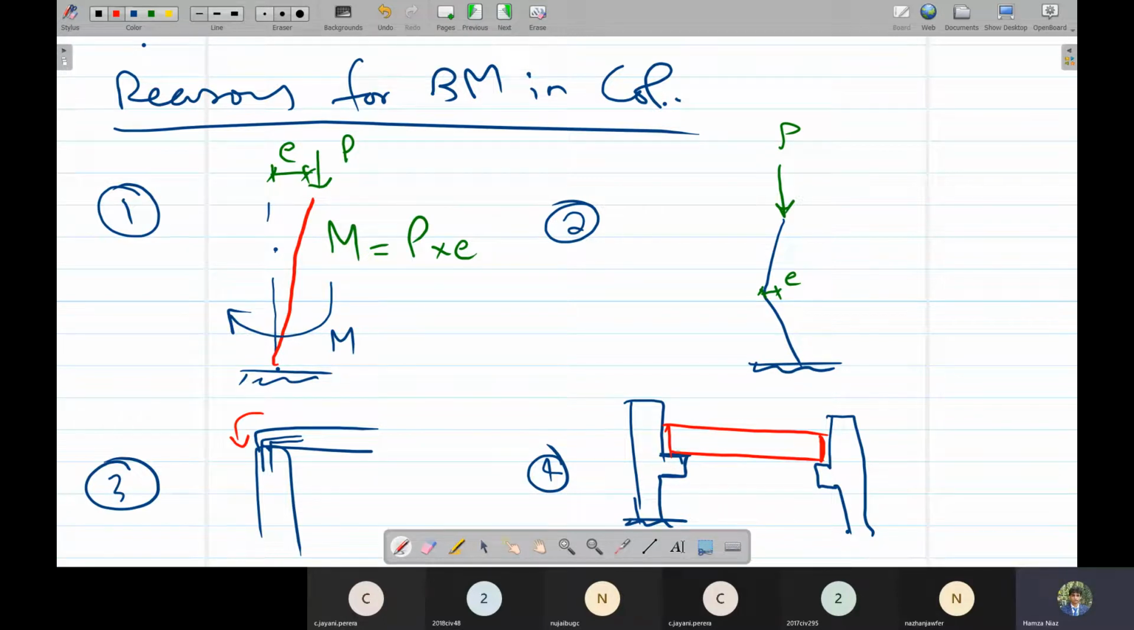These brackets apply a moment-like load like this. This load is quite a bit away from the centroid of the column, so it would have a high eccentricity. So brackets in a column cause bending moment in the column. These are three to four reasons why there is bending moment in a column. It can be asked in a quiz.